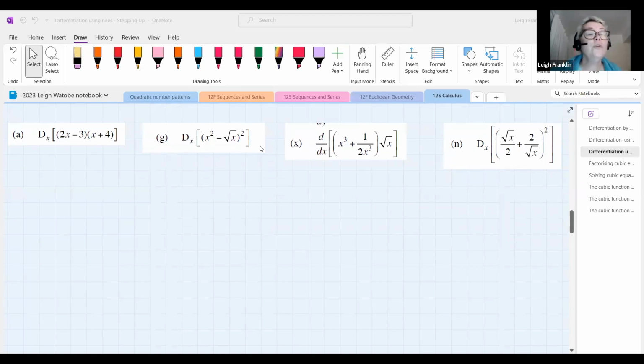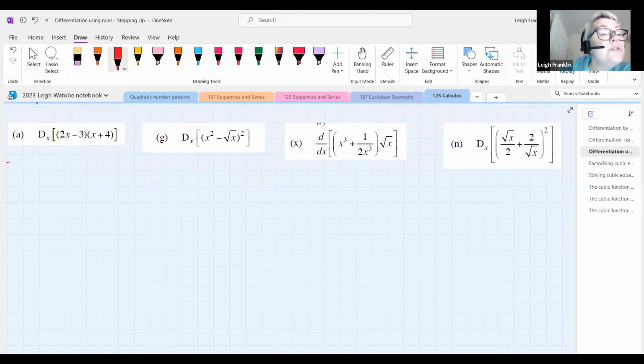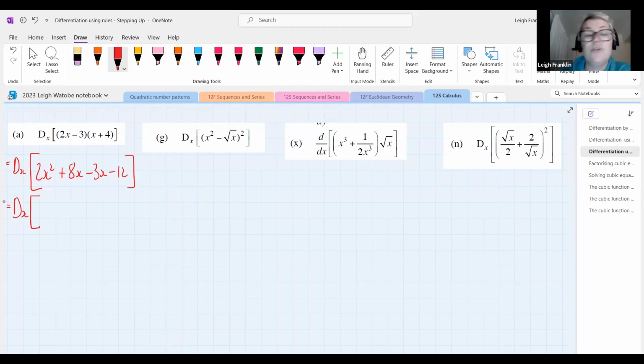Okay. All you have to do is remove the brackets doing FOIL and then apply the power rule to every single term. What's important is your notation as well. You've got to keep your dx notation while you are removing the brackets. So you're going to do FOIL. 2x times x is going to give you 2x squared. 2x times 4 is going to give you plus 8x. Then your inner terms give you minus 3x. And then your last term is going to give you minus 12. Collect your like terms together, keeping your dx notation because you're not taking the derivative just yet. That gives you 2x squared plus 5x minus 12.